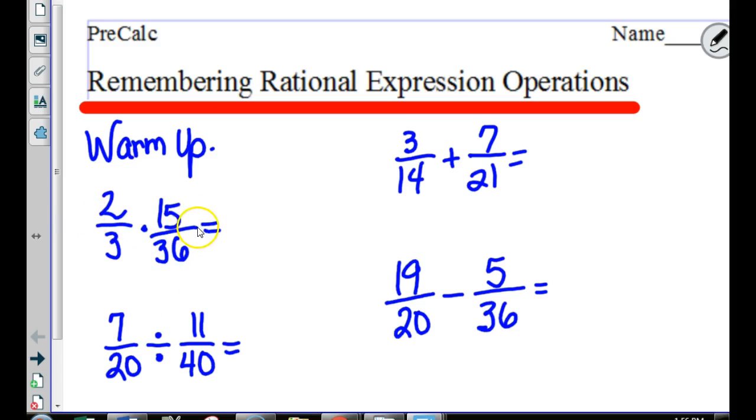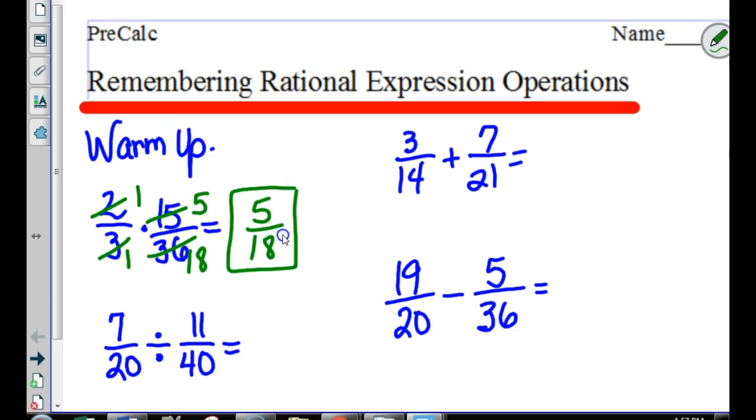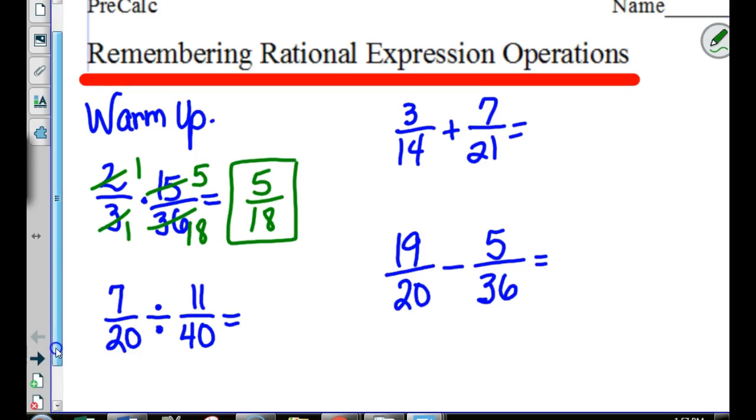When you multiply fractions, you multiply straight across the top and bottom, or you can simplify. Do you remember this business? Like 3 goes in here once and in here 5 times, 2 goes in here once and in here 18 times, so we end up with 5/18. Everybody good? Okay.